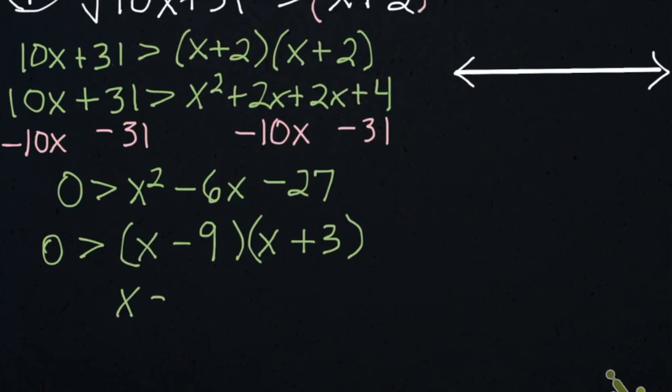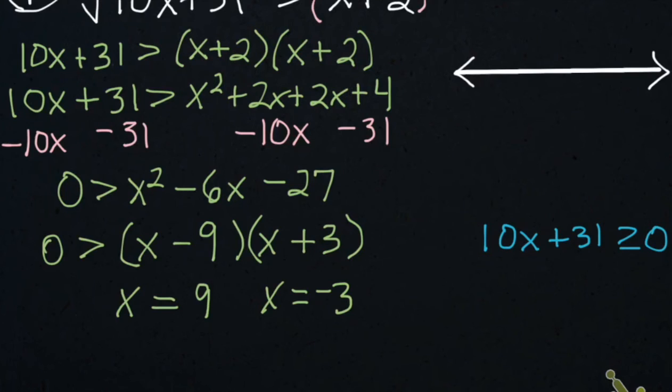If I set those equal to 0, I would get x equals 9 and x equals negative 3. Those two numbers will go on our number line. Now let's look at the insides. 10x plus 31. It has to be greater than or equal to 0. So I subtract the 31, and I get negative 31. When I divide by 10, I get negative 3. I'm one step ahead of myself. I divide by 10, and I get negative 3.1.